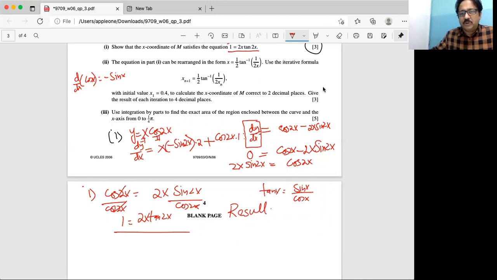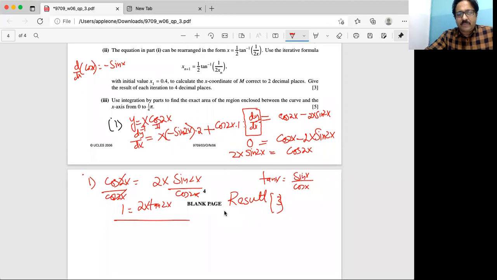So you got 3 marks for this. This was 3 marks of work. Now next, part 2. The equation in part 1 can be rearranged in the form they have given, and they say use the iteration formula. Part 2: x n plus 1 is equal to 1 over 2 tan inverse of 1 over 2 x n. They say use this iterative formula.